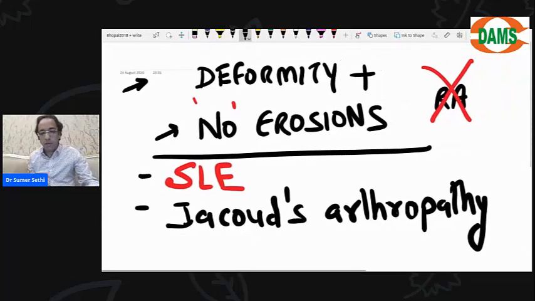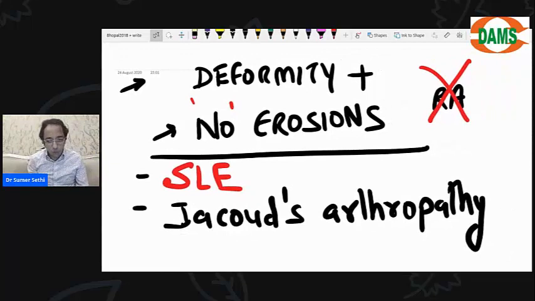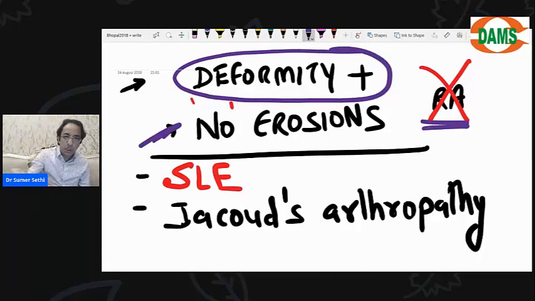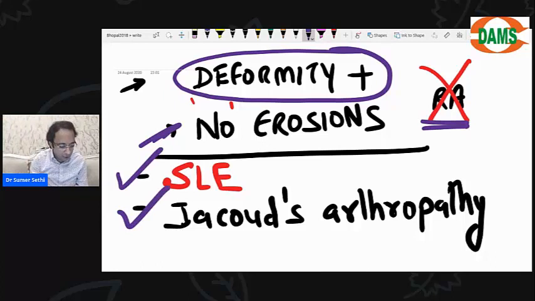Okay, everybody clear? So I've just given you an overview on how to think when you are looking at an X-ray. If we have deformity but no erosions, that deformity might look like rheumatoid, but if there are no erosions, this is not rheumatoid. Because in rheumatoid, erosions happen first and then later on the deformity is there. So then we think of SLE and Jaccoud's arthropathy. Everybody understands?